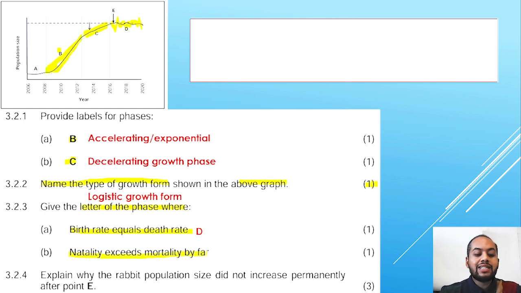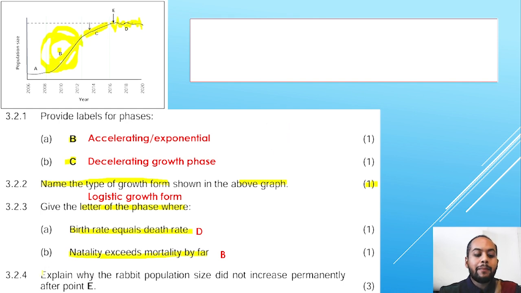When natality exceeds mortality by far, your natality, your birth rates, are generally going to be much higher than your death rates in your accelerating growth phase. Therefore, the correct letter is going to be letter B.